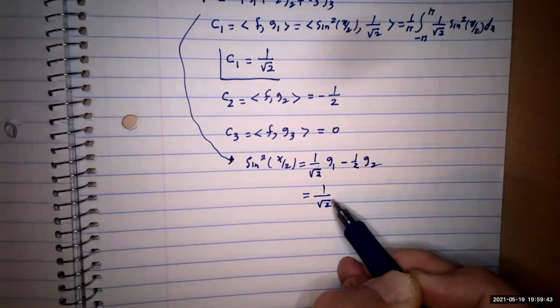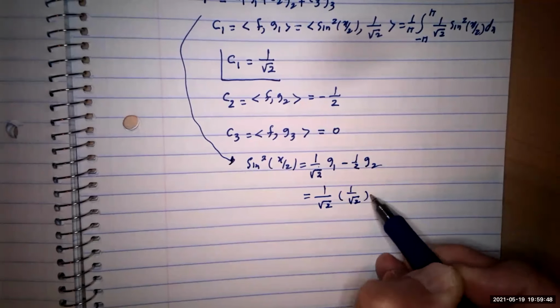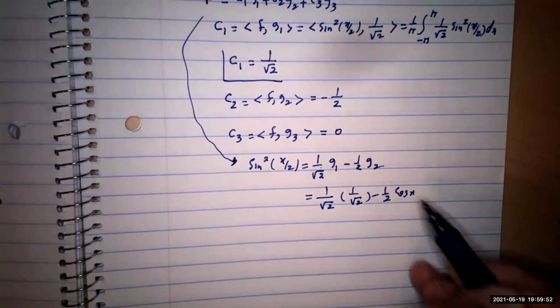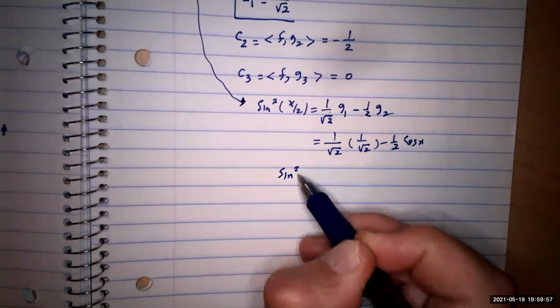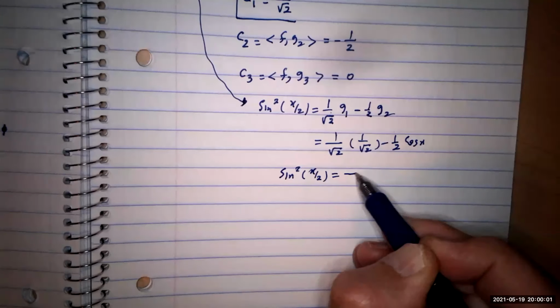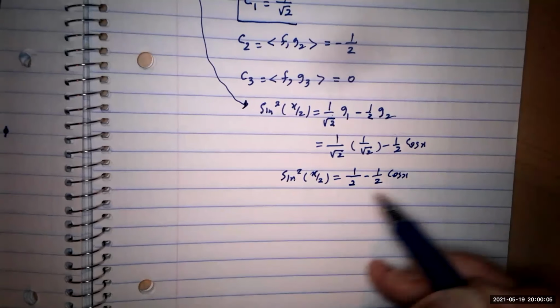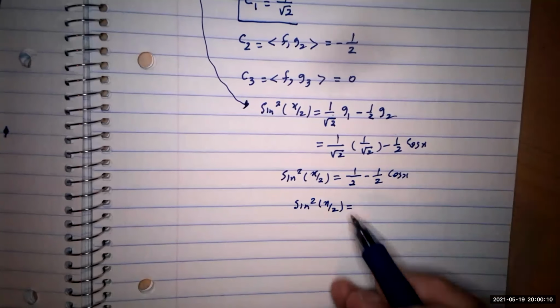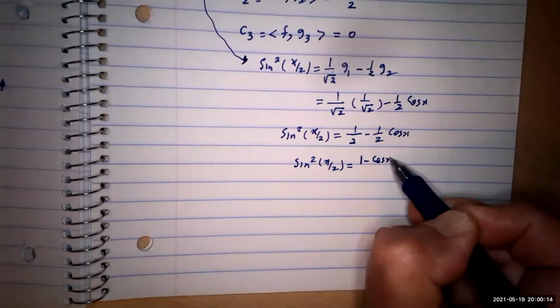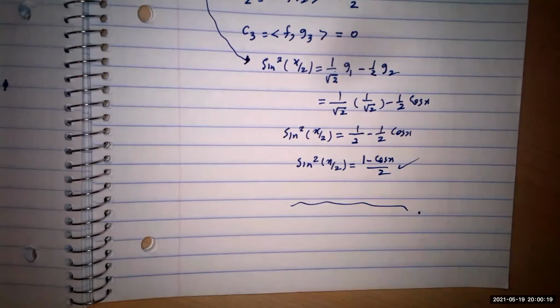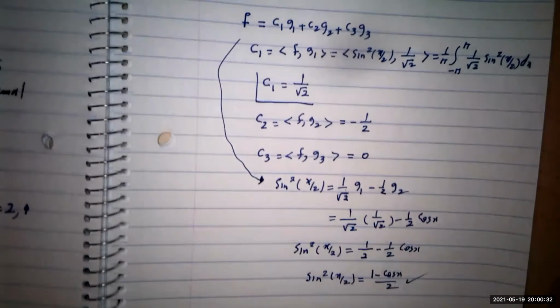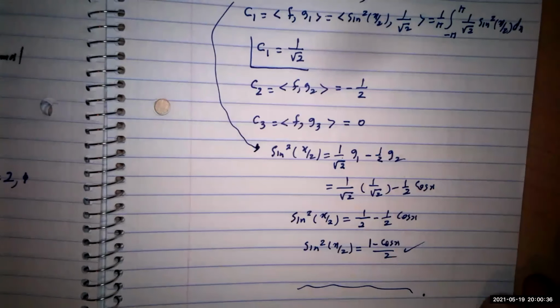If you substitute, remember g1 was 1 over radical 2, and g2 was simply cosine of x. If you put them together, you get something known: 1 half minus 1 half cosine x. Remember, this is the half angle formula that you know. It gives you 1 minus cosine x over 2, and you knew it at the beginning. So that was a unique example that I wanted to show you, that this concept is working to get these numbers. That was just a confirmation, and I showed that with this idea, I can expand the sine squared, which gives the half angle formula.